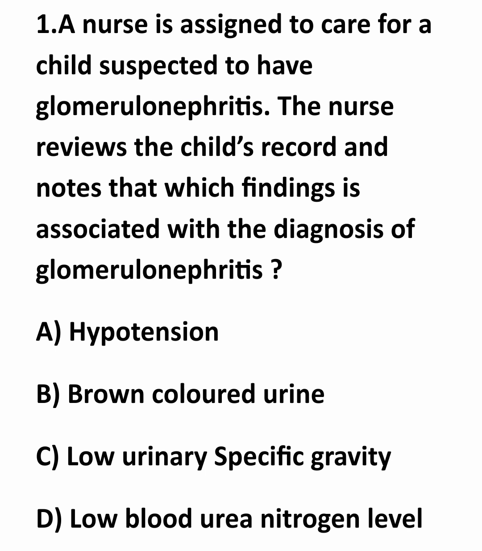This is the question, and now we can see the options. Option A, hypotension. Option B, brown colored urine. Option C, low specific gravity. Option D, low blood urea nitrogen level. So this is the question and options. Here our child is suspected to have glomerulonephritis. The nurse reviews the child's record and notes which findings are associated with the diagnosis of glomerulonephritis.